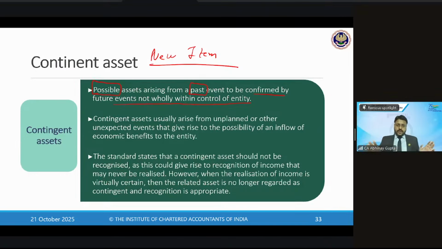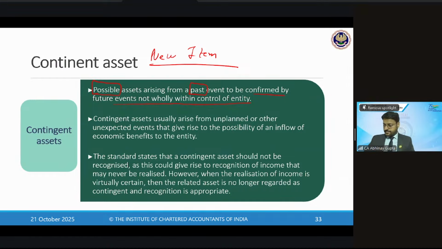Yes or no? Yes. Because if one party loses, then the other party gains. Damages, right? So if one party, in the absence of the court decision, calls it out as a contingent liability in their books, the other party can report it as a contingent asset.